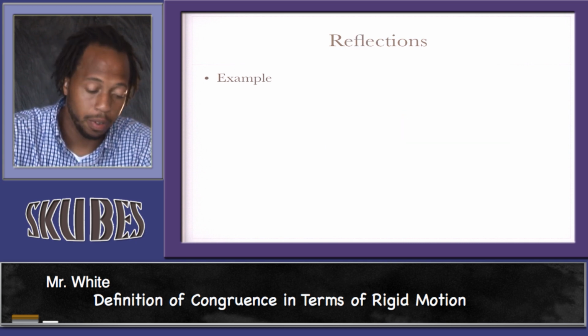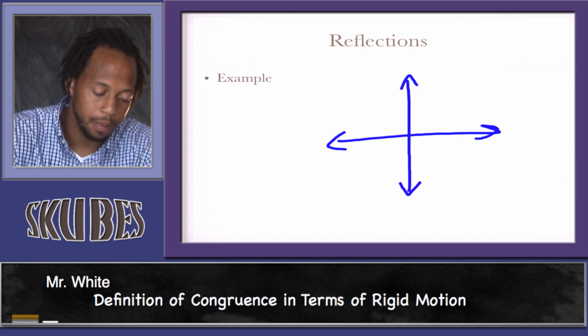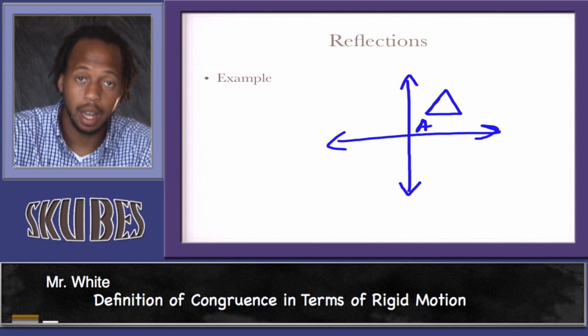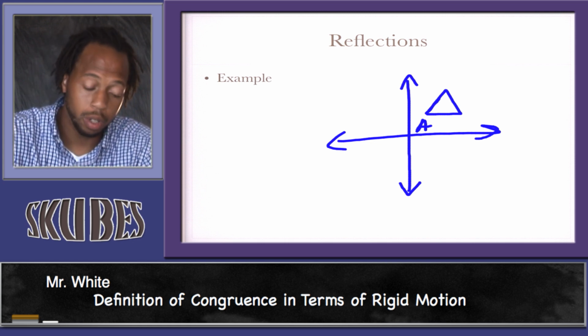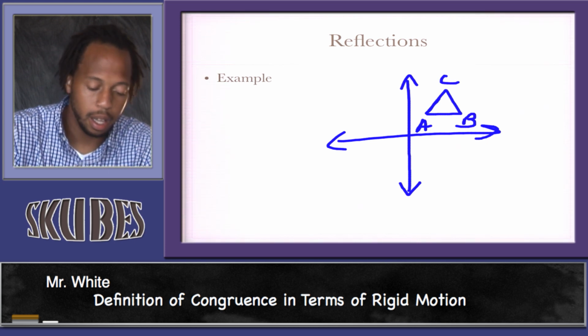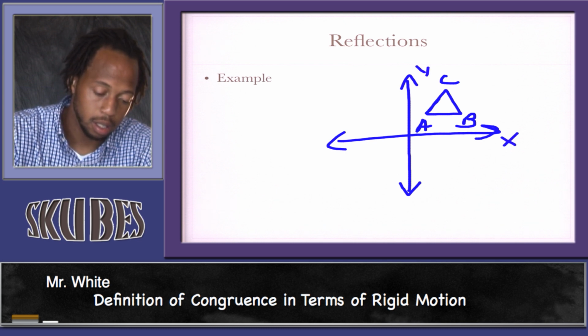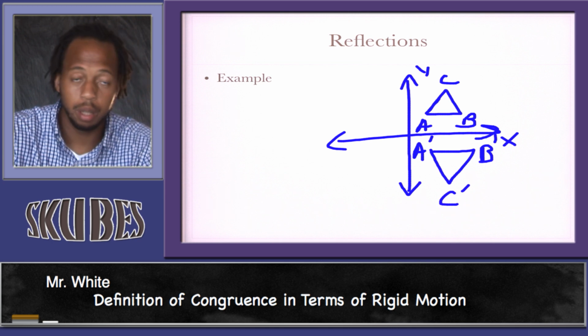A reflection. A reflection is when a shape flips across a line. And that line could be the y-axis or the x-axis. So let's say that triangle ABC reflects across the x-axis, now forming the image A prime, B prime, C prime.